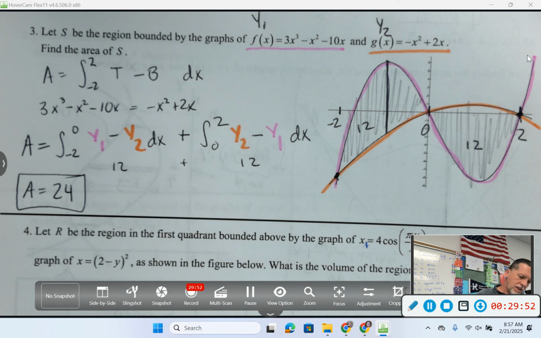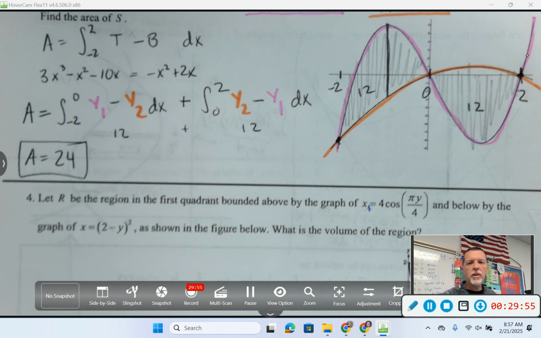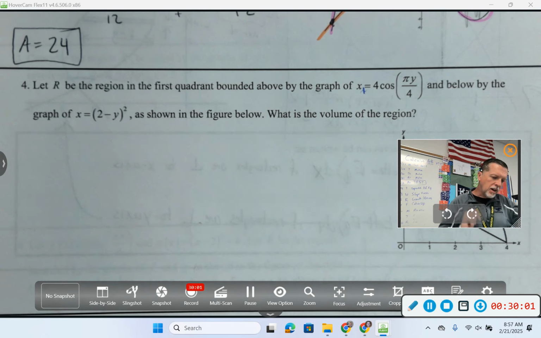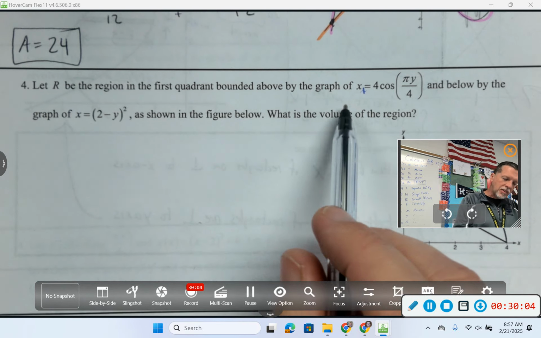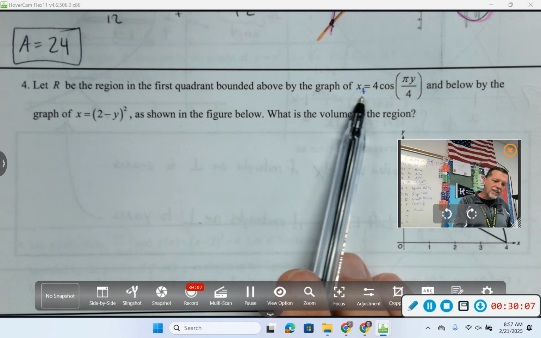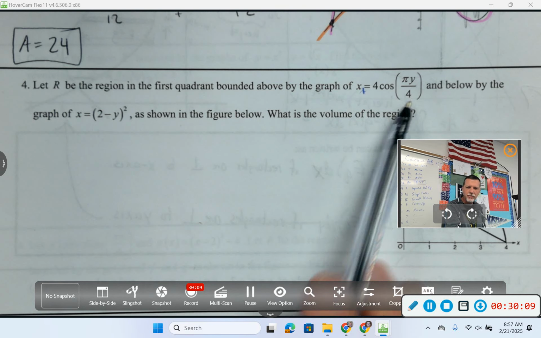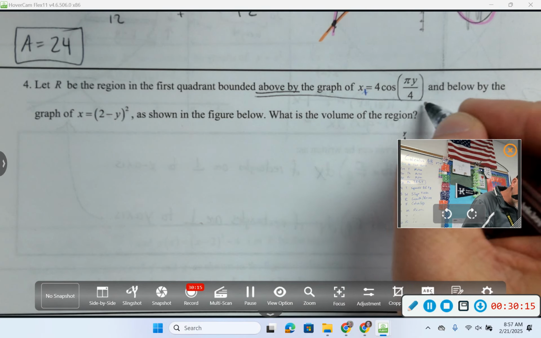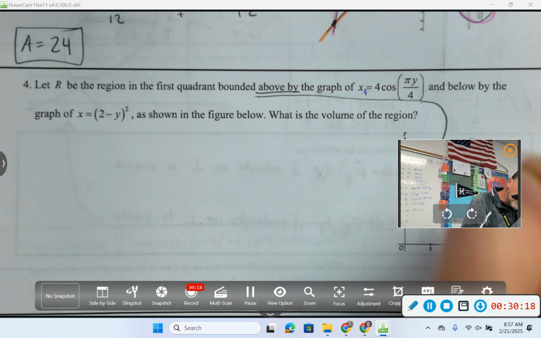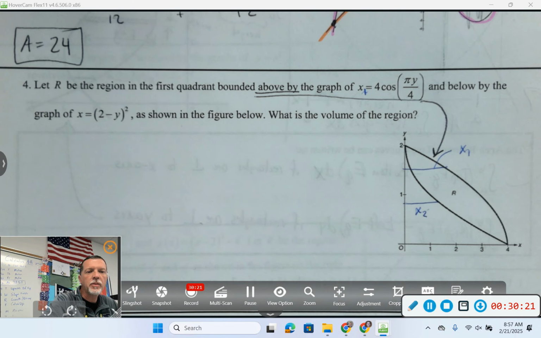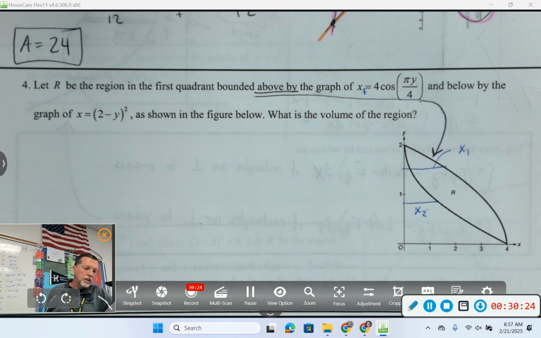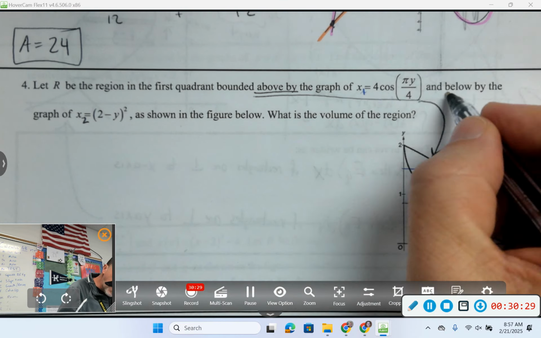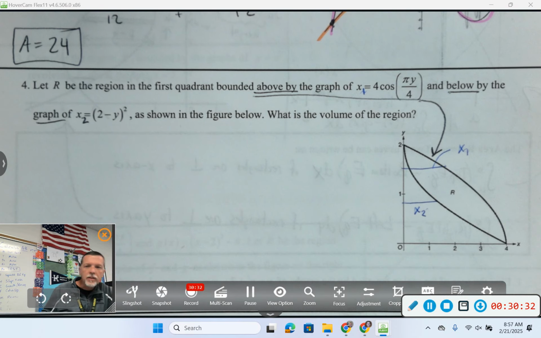Number 4, let R be the region in the first quadrant bounded above by the graph of x equals 4 cosine pi y over 4. That means it's telling me who's who here. That's weird, but it told me that that's the above graph. So I know which one that is. And below, so I'm going to call that x1 and x2. That's the below graph, is this one.